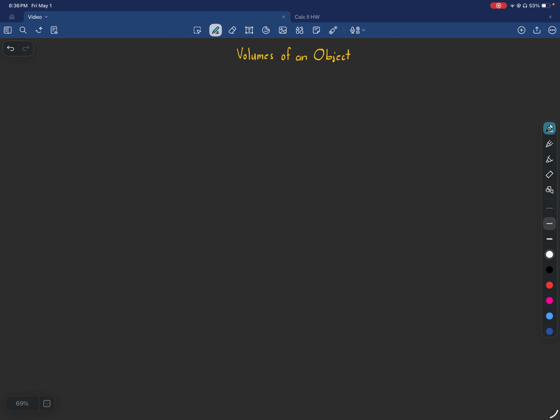So again, I'll just start by getting straight into a problem where we have y squared is equal to x, x is equal to 2y, without any other information being given other than that we're rotating around the y-axis.